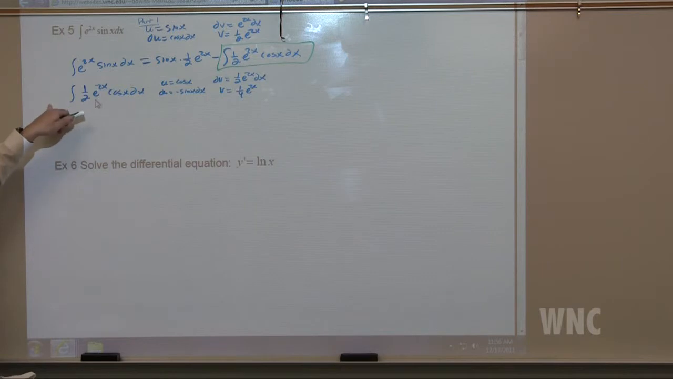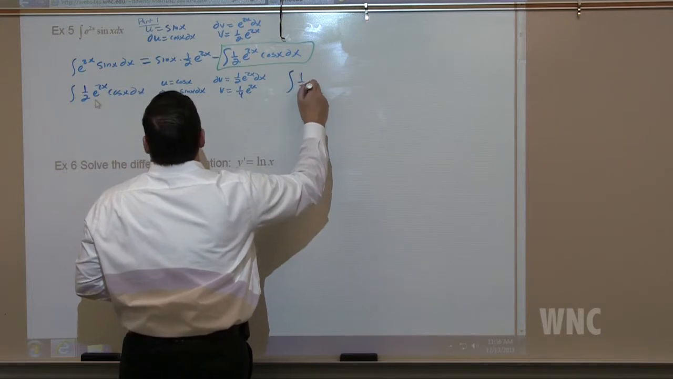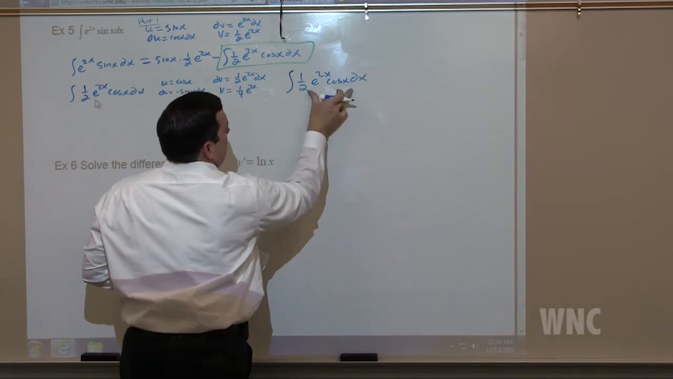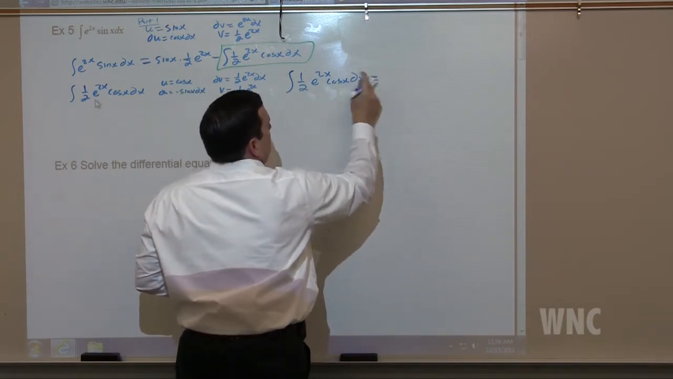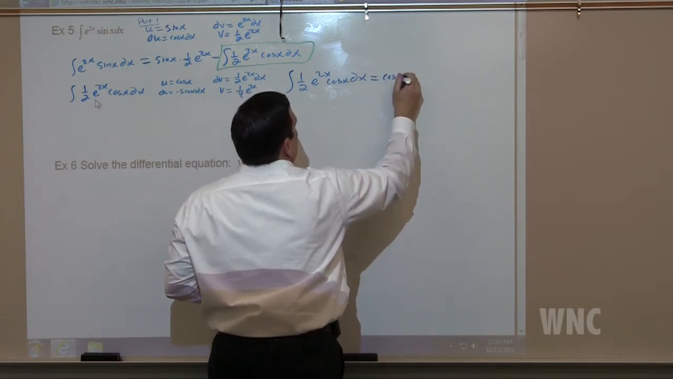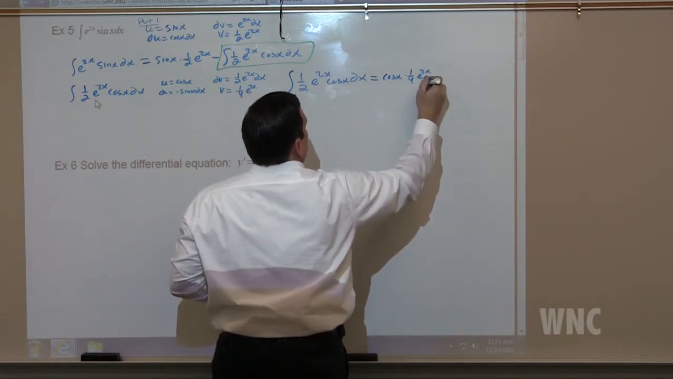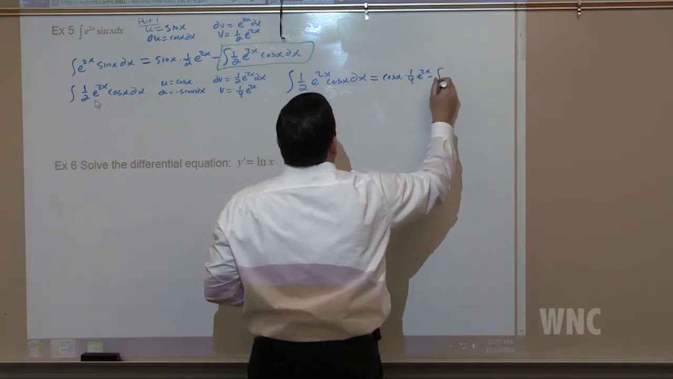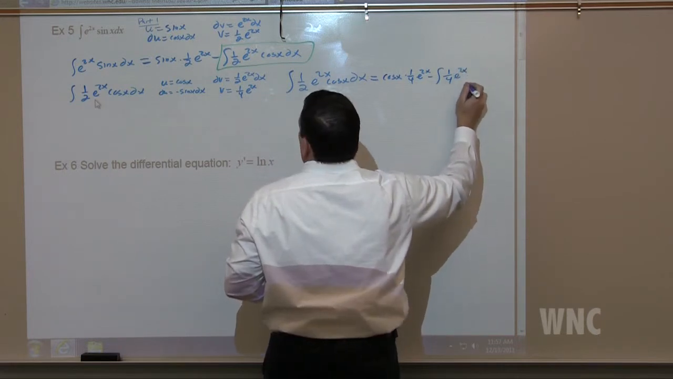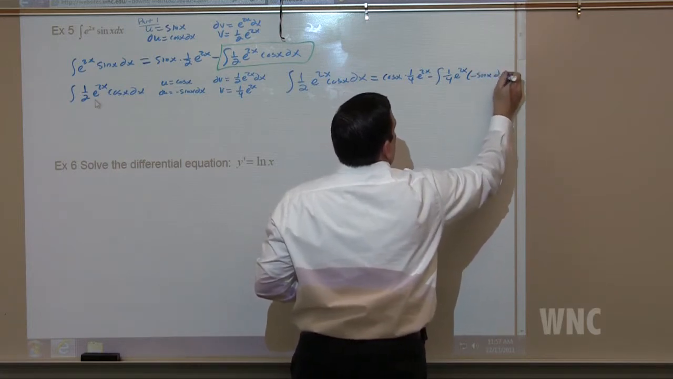We could have pulled this 1/2 out, but it's fine the way it is. So when we have the integral of 1/2 e to the 2x cosine x dx, we have our u and dv. u is cosine x, v is 1/4 e to the 2x, minus the integral of v, which is 1/4 e to the 2x, du, which was negative sine x dx.